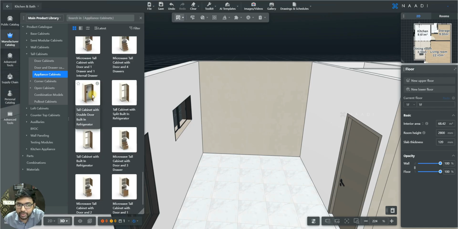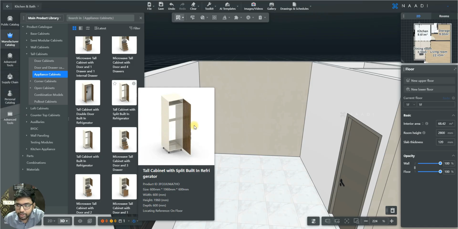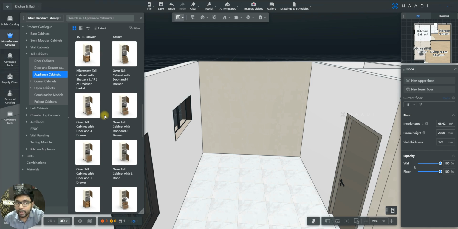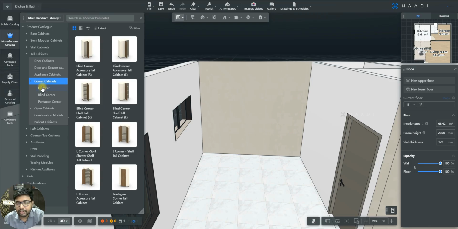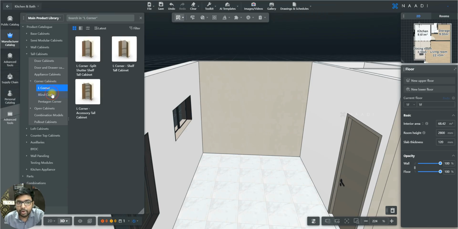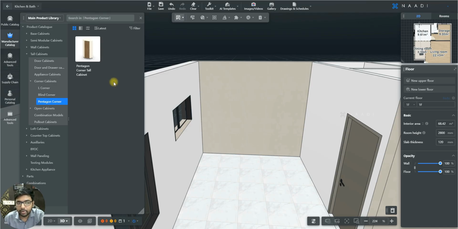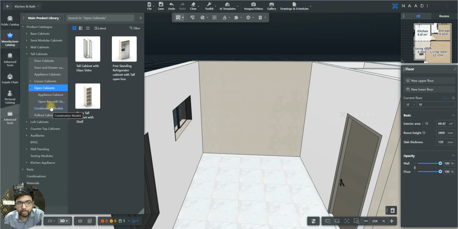Your double door flush refrigerator or your single door, and your single door split shutter is also present. Split shutter is nothing but you will have two shutters, one top shutter and bottom shutter, which can be opened separately. So this is what your appliance tall cabinets are. Then come your corner tall cabinets. Just like your other corner cabinets, you have your L corner tall cabinets, your blind corner left and right for shelf and accessories, and your pentagon corner here. And your open corner is also present for your tall.